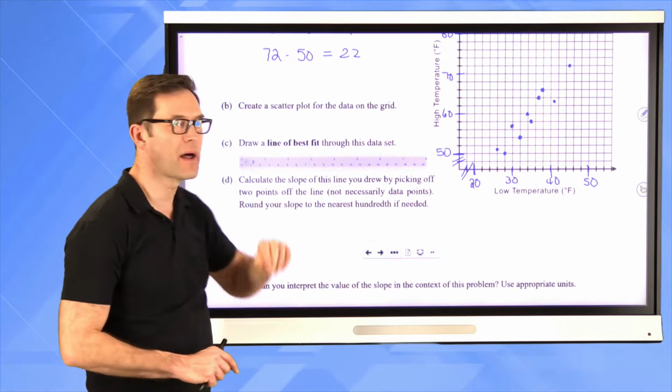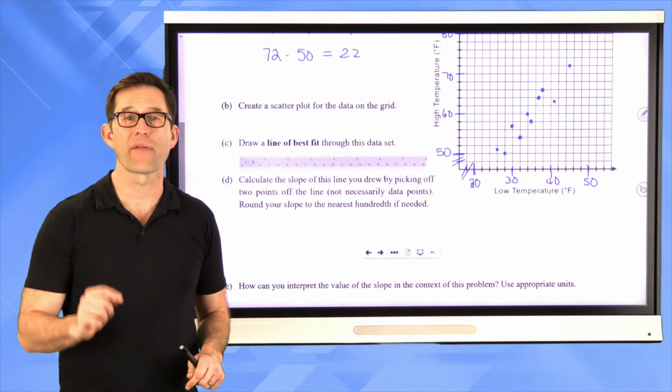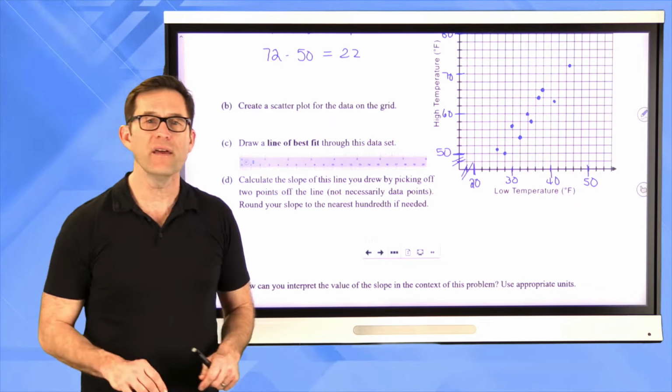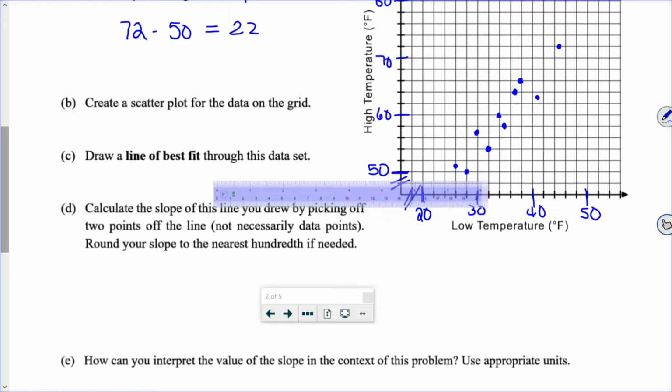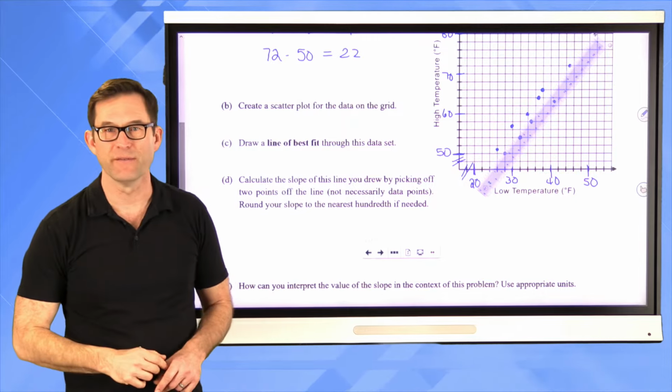Okay, let's talk about letter C. Draw a line of best fit through this data set. Now, I know you've seen lines of best fit before in earlier math classes and in science classes, but the idea now is that I take a straight edge, I bring it over to my data, and I rotate the straight edge in a way that it is roughly parallel with the data, and there's roughly the same number of data points above the line of best fit as there is below the line of best fit, okay?